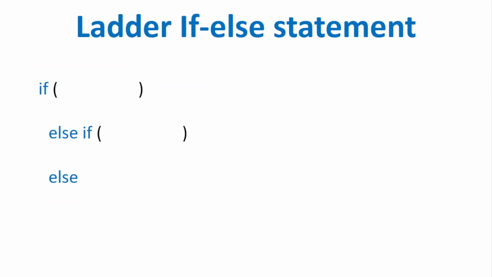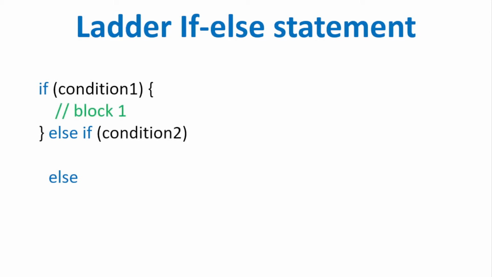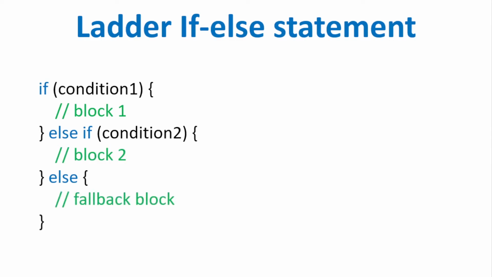Number three, if-else ladder. This structure is used when you need to check multiple conditions in sequence. It starts with an if and its block, followed by one or more else if conditions, and ends with an else block for all remaining cases. Each condition is evaluated one by one until a true condition is found. If none match, the else block is executed.